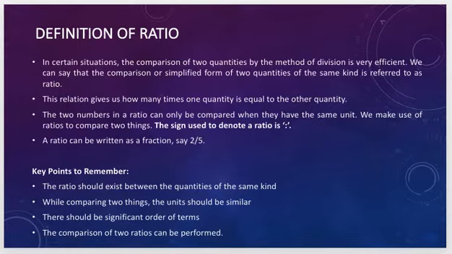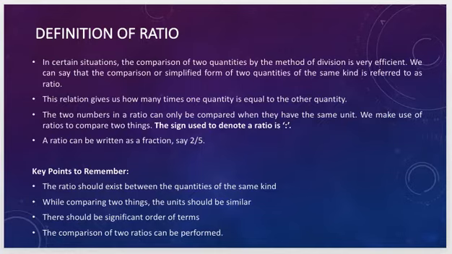Now this relation gives us how many times one quantity is equal to the other quantity. I told you that we say that age or marks of a student in English and maths are in the ratio 2 is to 5. So we are getting the comparison between the marks of English and maths. So that is why we say that we can easily compare and we can easily put it into a simplified form if we are referring to them as quantities. This relation gives us how many times one quantity is equal to the other quantity. That is, if the marks of English is 2 times, then the marks of maths are 5 times. The two numbers in a ratio can also be expressed when they have the same unit.